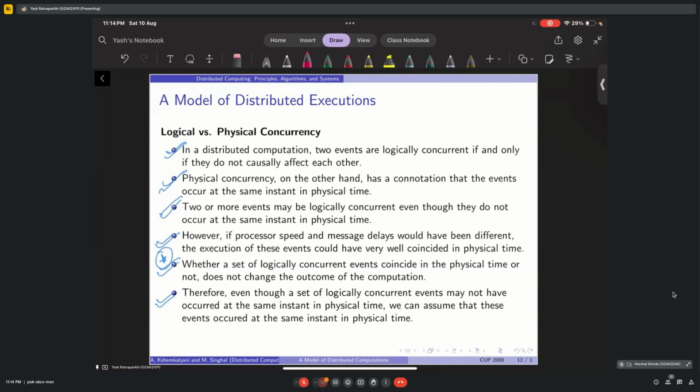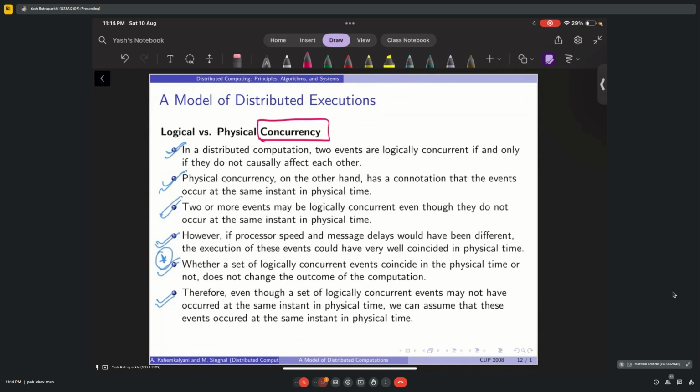So there are two types of concurrencies. Now we are coming to the concept of concurrency. I told you that each slide will have a single topic to discuss, and this will be concurrency. There are two types of concurrency, logical and physical. In a distributed computation, two events are logically concurrent if and only if they do not causally affect each other.